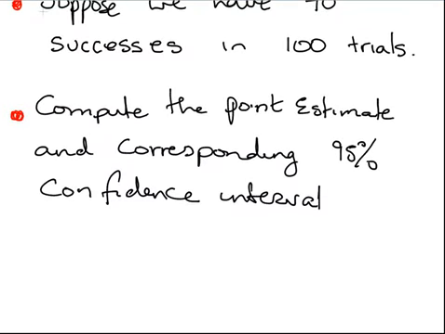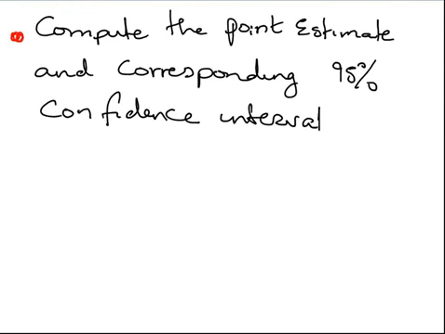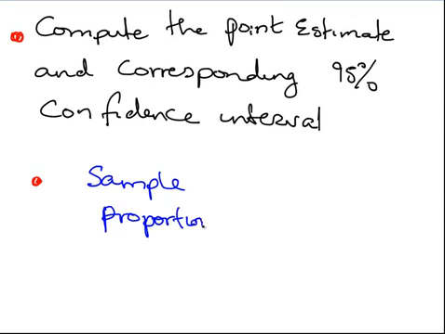So compute the point estimate. I made this deliberately vague, more so to get people used to the terminology, and the corresponding 95% confidence interval. Well, the point estimate is the sample proportion, and we're going to denote it p hat, and it's essentially the number of successes over the number of trials.